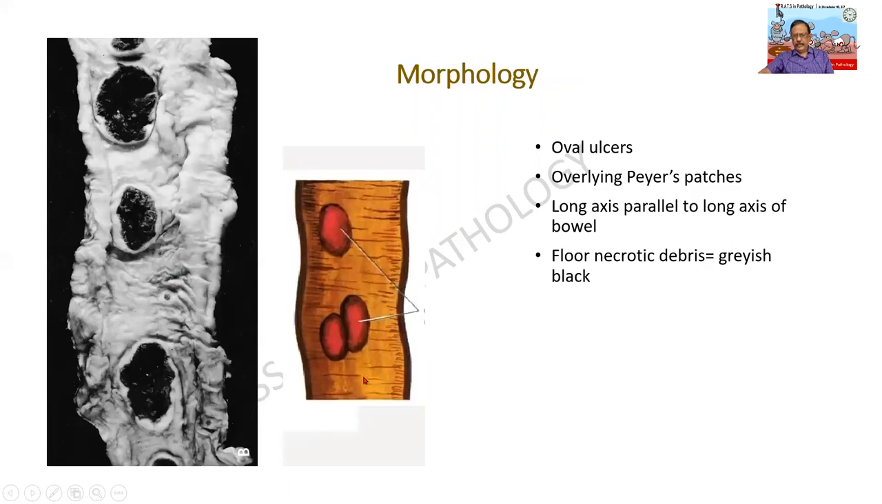Beautiful pictures. This is for you to draw, this is for you to enjoy. So you find that the ulcers are linear, they are long, with the long axis parallel to the long axis of the bowel, because the Peyer's patches are arranged so. So this will be the morphology of the Peyer's patch. Since the ulcer is overlying the Peyer's patch, you find that there are longitudinal ulcers with the long axis parallel to the long axis of the bowel. And I get a black color because of the necrotic debris that is found on the floor of the ulcer.